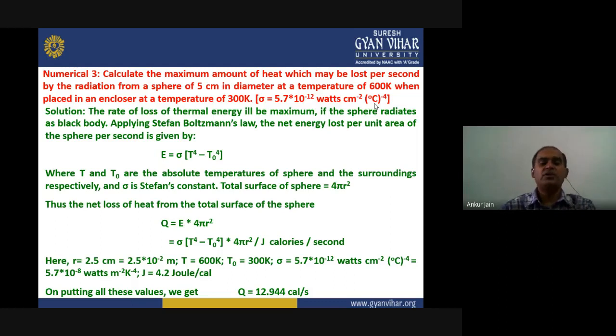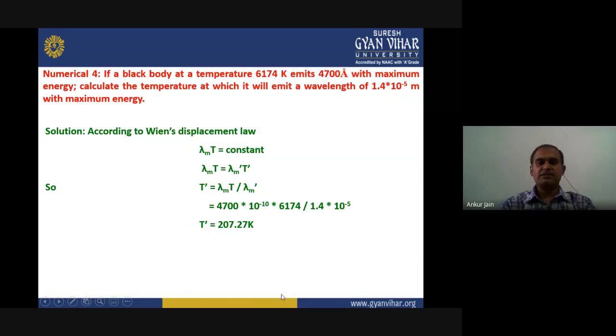Now if we put all these values in this equation, Q equals sigma into T to the power 4 minus T naught to the power 4 into 4 pi r square upon J, we will get the answer Q equals 12.944 calorie per second.